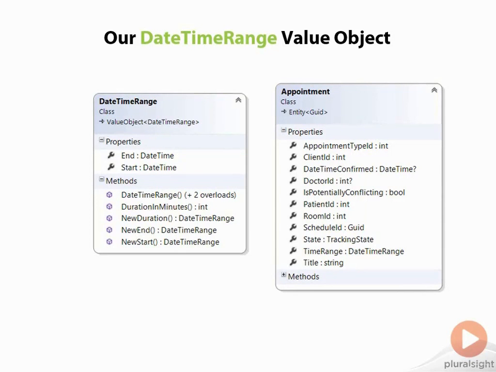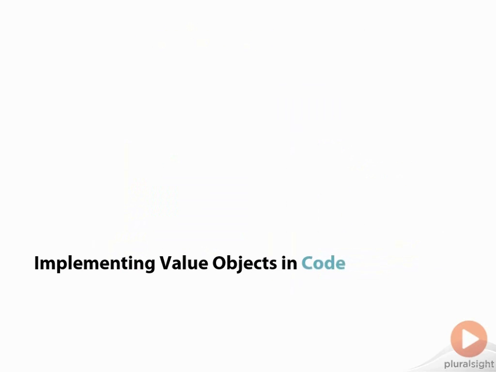Here's a closer look at the date time range value object we created. A value object doesn't make sense on its own, so you can see it's used as a property in the appointment type. Let's take a look at the code for some important concepts of how to implement a value object.